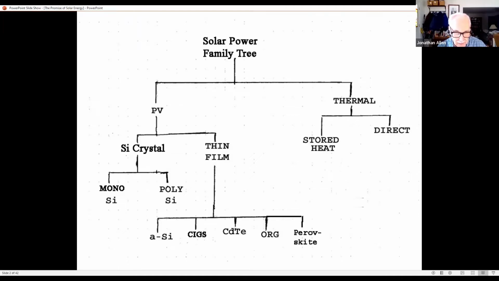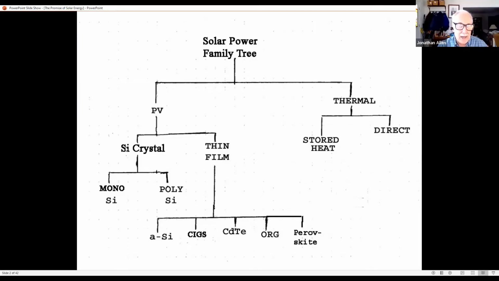We also, of course, have non-concentrated, low temperature solar heating, flat plate, for water and indoor space heating. Now, moving to the left, we have photovoltaics, which is our main topic.